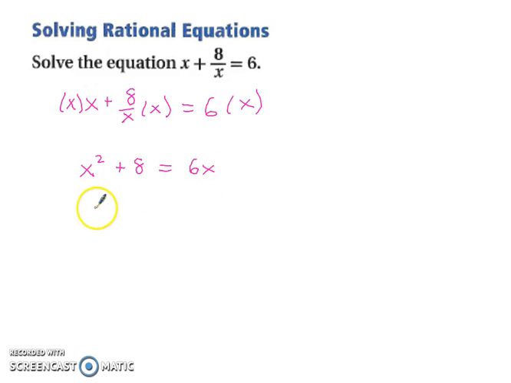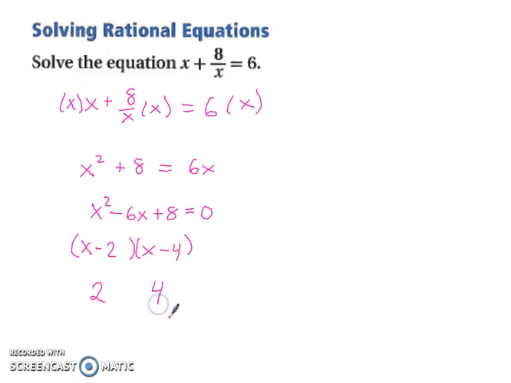Move your 6x over. So we have x squared minus 6x plus 8 equals 0. And now we can factor. So we want two values that when you multiply them, they give you 8, but when you add them, you get negative 6. So we've got negative 2 and negative 4. So we want our 0 values because we're solving here. So the value of 0 for the first one, you would get 2. And for the second one is 4. So x equals 2 and x equals 4.